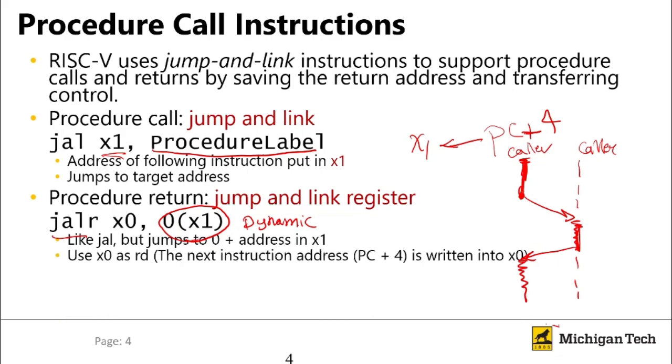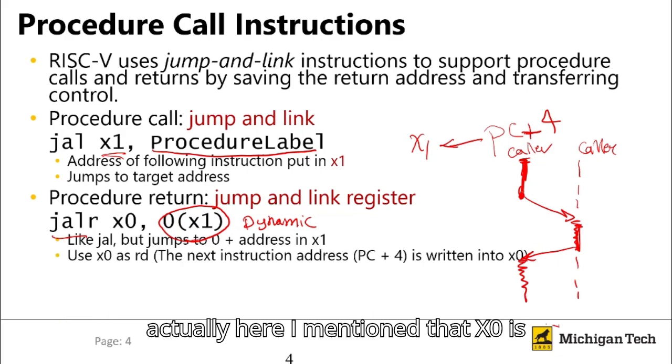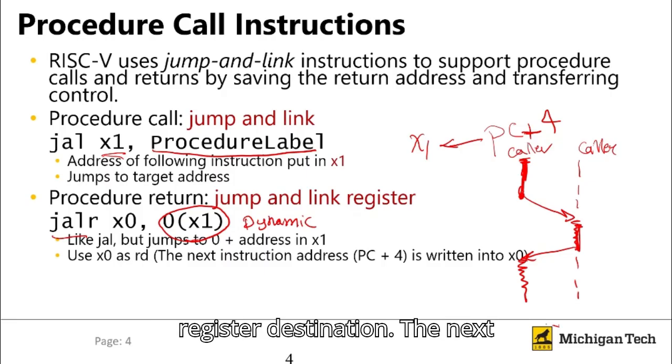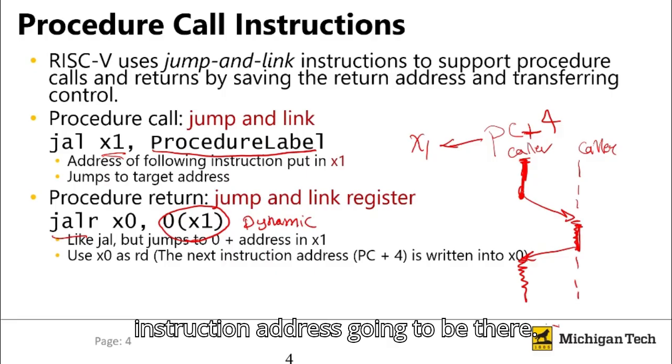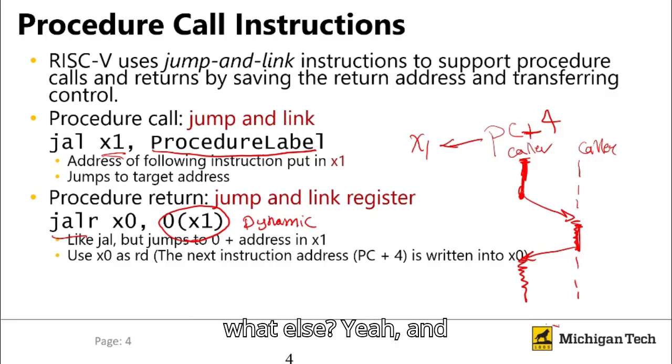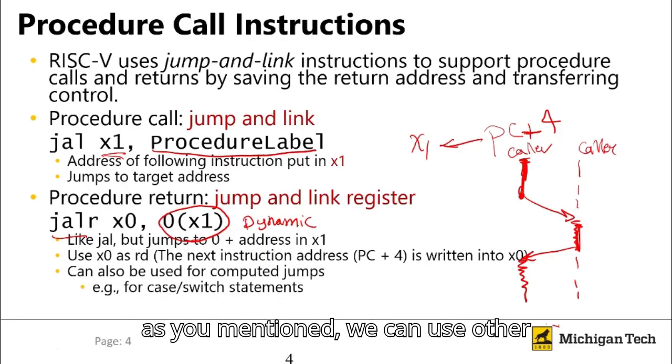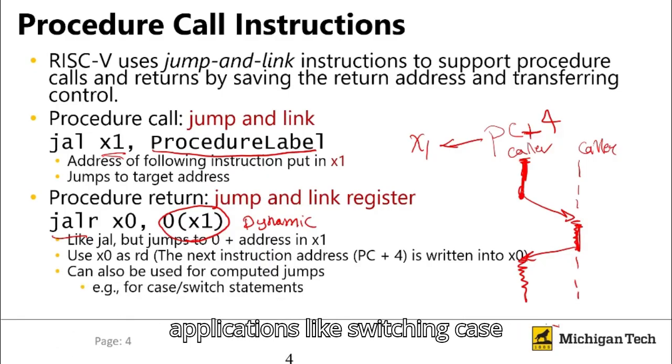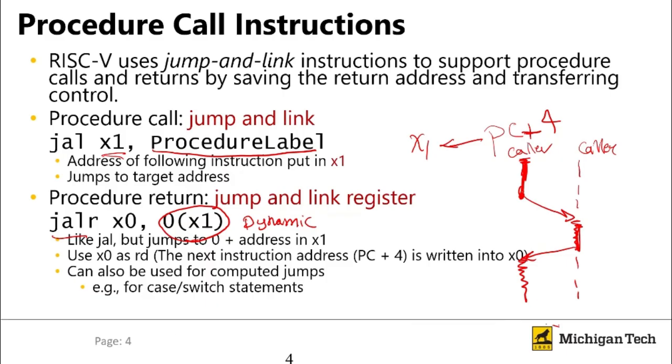So x0, oh, actually here I mentioned that. x0 is the destination register. The next instruction address is going to be there. Here it is x0, but you can put any other register to save that. And as you mentioned, we can use other applications like switch case with this, because it's a dynamic jump.